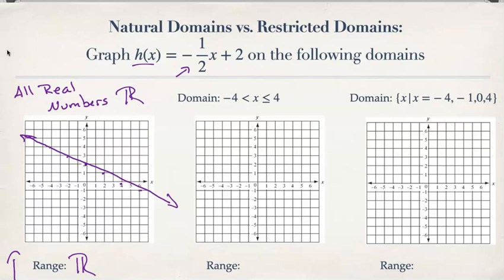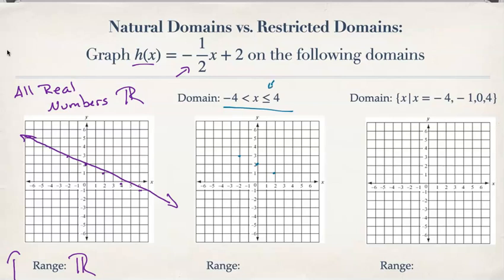What if I restrict my domain? I say I don't want to graph this on all real numbers anymore. Instead, I would like to graph it on this domain, when x is greater than -4 and less than or equal to +4. So I'm going to start the same line. It still has a y-intercept of 2. It still moves with a slope of -1/2. But when we get to 4 and -4, things get a little bit interesting.